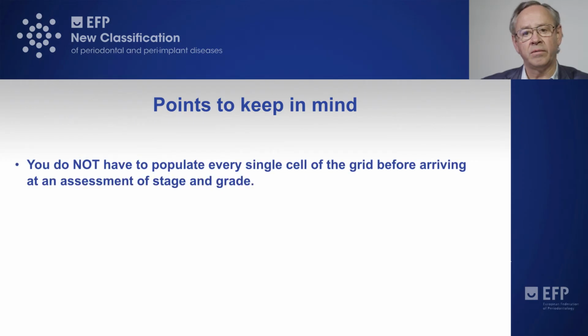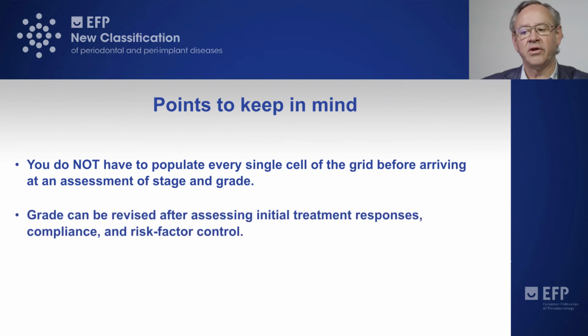You should remember that you don't need to populate every single cell of the grid. You need to go step by step from screening to final diagnosis, and in those periodontitis cases to the final staging and grading. Of course, grading belongs to the patient according to the progression and presence of risk factors. So the grading can be revised depending on the patient himself.